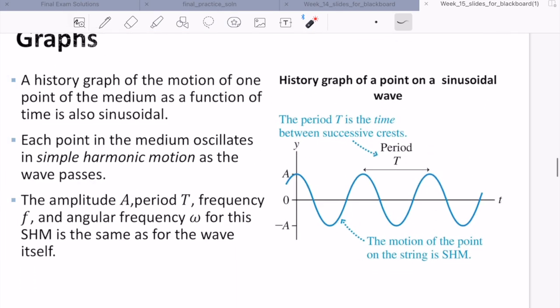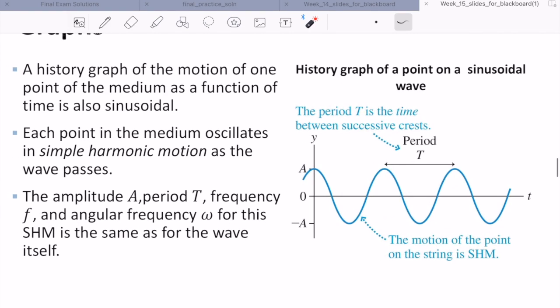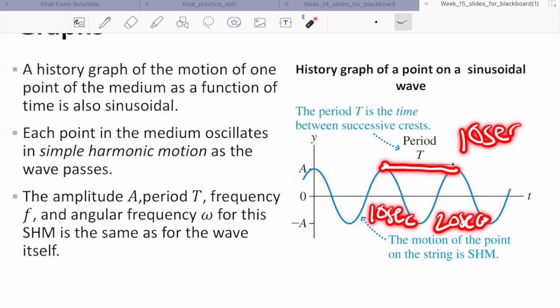And then if this was a history graph, remember history shows you different time intervals, T1, T2, T3, T4. Then it shows us, once again, from crest to crest, that would be our period right there. So if this was like 10 seconds and this was 20 seconds, right? Because remember the x-axis for a history graph is your time. So from 10 to 20, your period then would be 10 seconds.